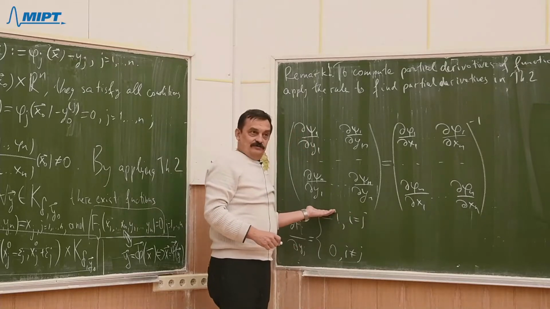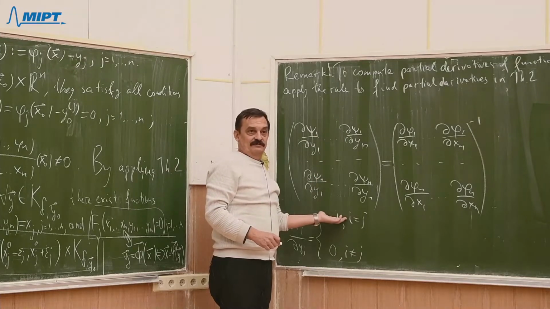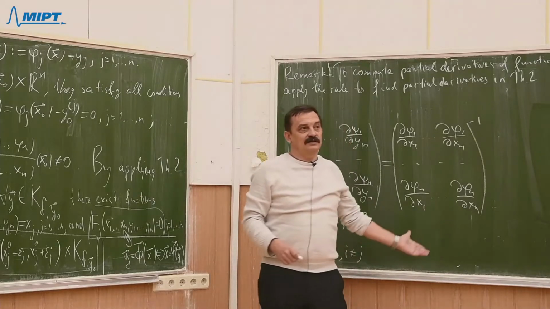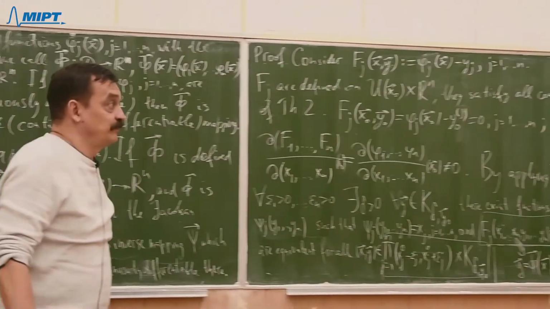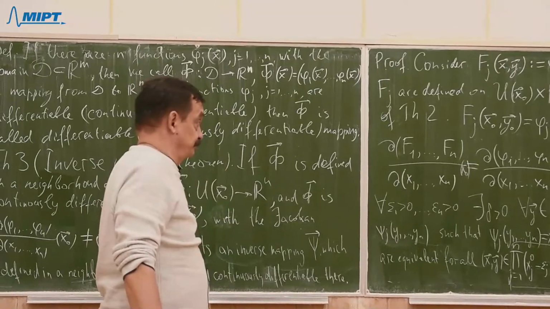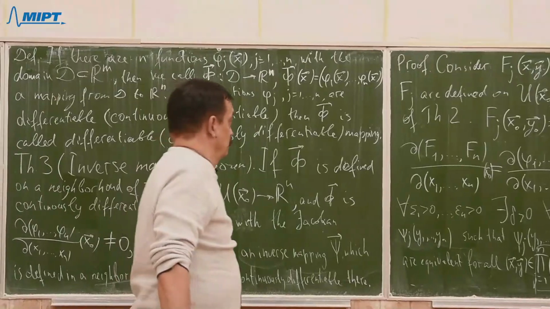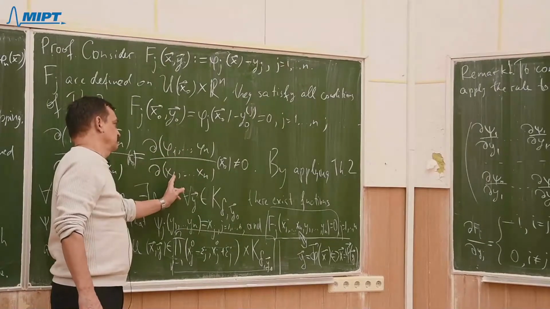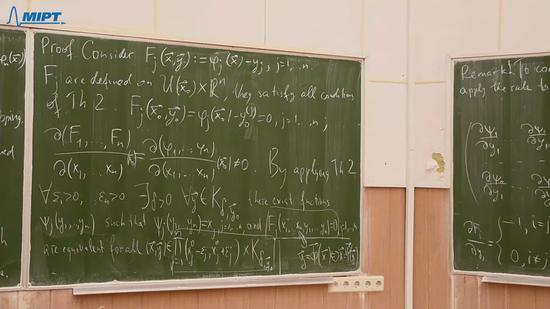So that is how to compute partial derivatives of an inverse mapping. With the help of the Jacobian matrix, just take the inverse of the Jacobian matrix of our original mapping. Not the Jacobian, because the Jacobian is a number, but the Jacobian matrix, which consists of partial derivatives of functions phi j's. Okay.